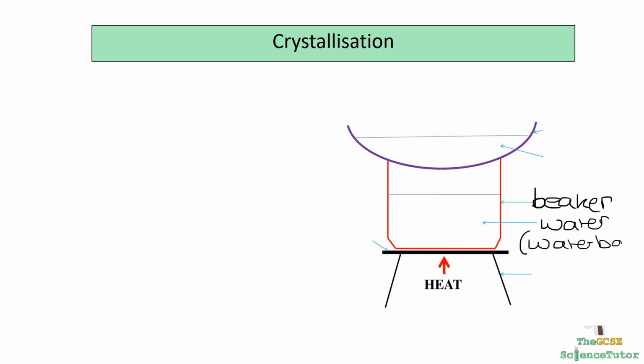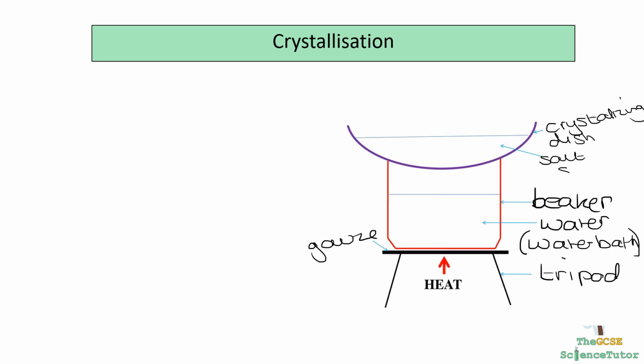We have our tripod and gauze. And simply, a Bunsen burner is represented by an arrow with the word heat over the top. Up here we have our crystallizing dish or evaporating dish or basin. We have our salt solution. And it does not necessarily have to be sodium chloride solution. It could be something like copper sulfate solution, or any other salt would do exactly the same thing.